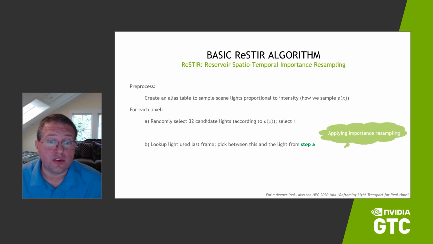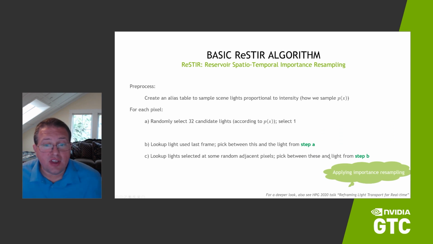Now, after we do this initial resampling, we look up the light that we had in the last frame. So that means we had one light that we shot last frame. We have one light here from step A. We're going to pick between the two of them with some relative weightings. And this is another application of importance resampling. So we're going to get one shadow ray out of step B.